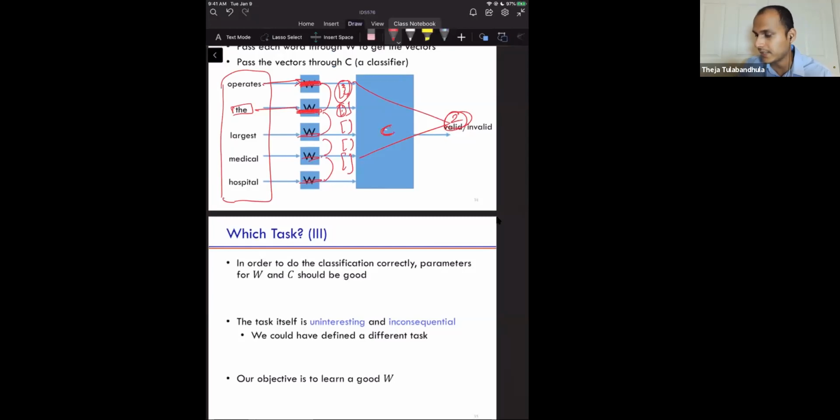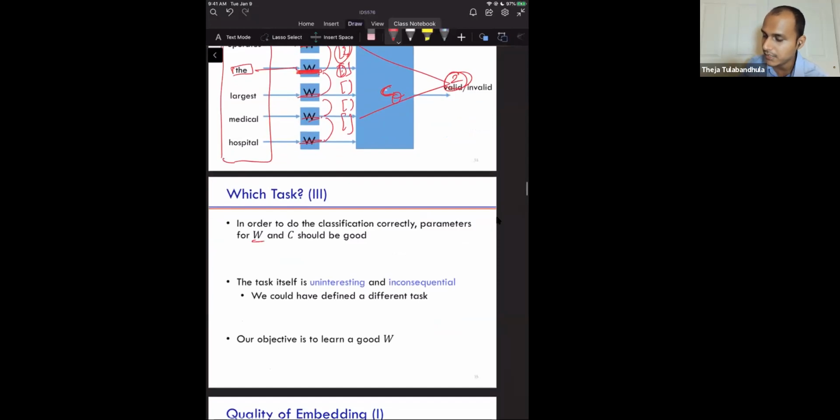The classifier, for example logistic regression, will have its own parameters, theta, right? So I want to change both the entries of W, the lookup table, as well as the entries of the classifier C, so that I can do this classification problem well. And once I do that, hopefully the end result is that the entries in W are really capturing the semantically similar words to be together.